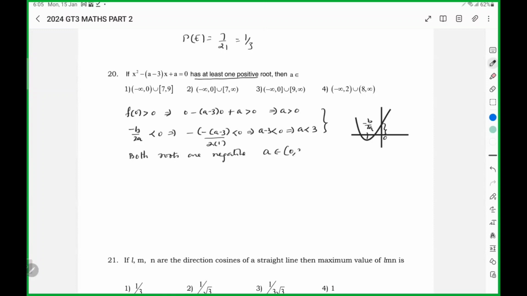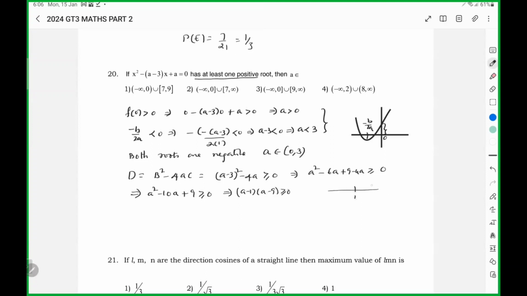If a belongs to this region, the equation has real roots. Let us find the discriminant, b square minus 4ac, which should be greater than or equal to 0. 36a square minus 4a plus 9, that is a square minus 10a plus 9, which is (a minus 1)(a minus 9), so a is less than 1 and greater than 9.